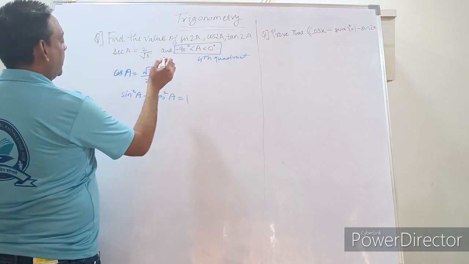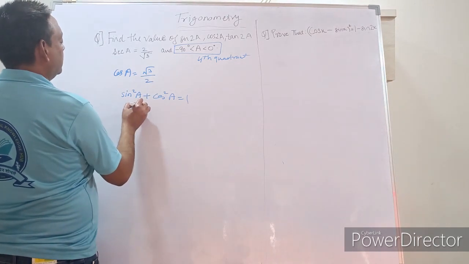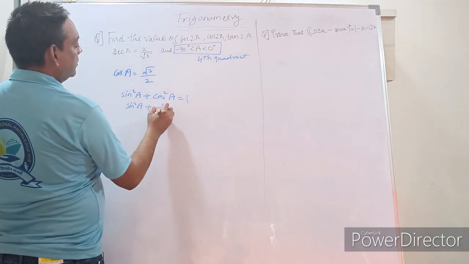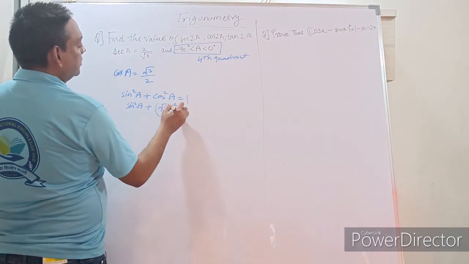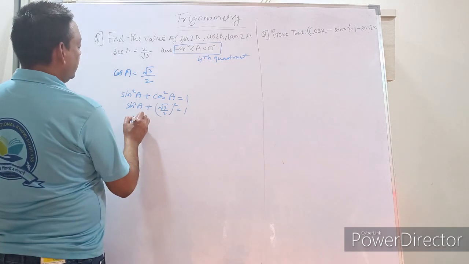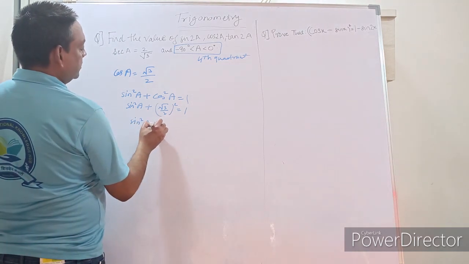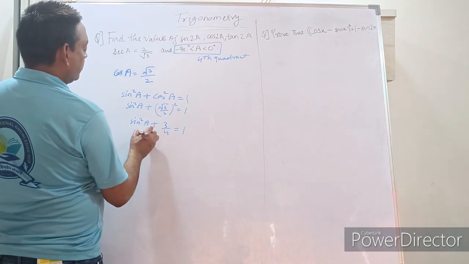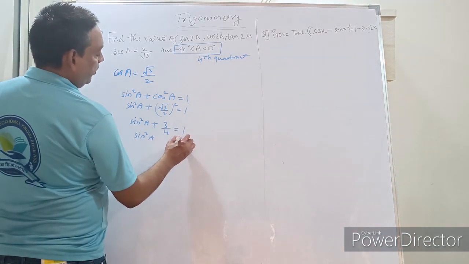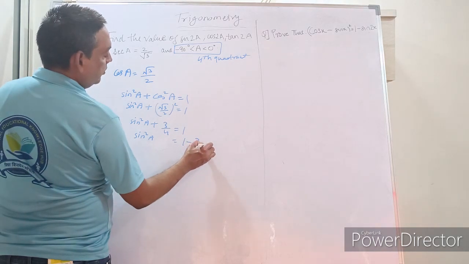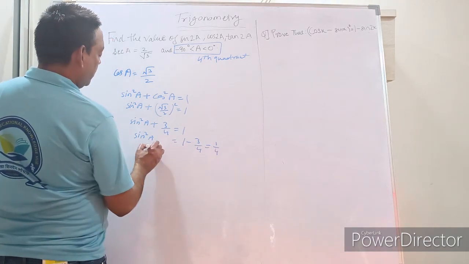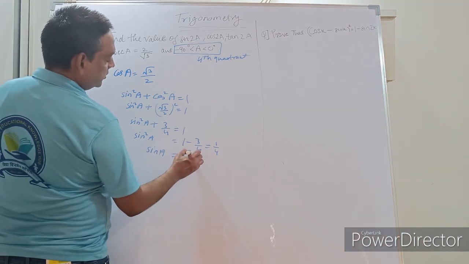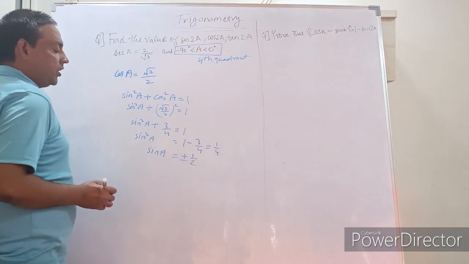1. So sin square a plus root 3 upon 2 the whole square is equal to 1. So sin square a plus 3 upon 4 is equal to 1. So sin square a is equal to 1 minus 3 upon 4, which is nothing but 1 upon 4. So sin a is equal to plus minus 1 over 2, taking the square root.